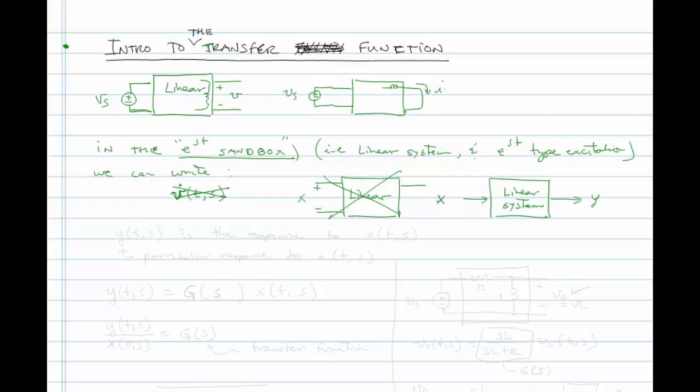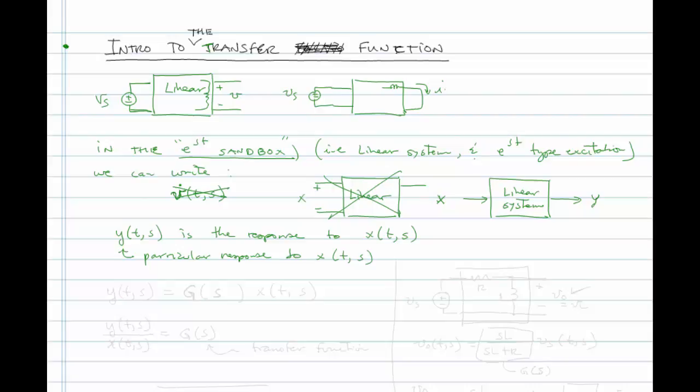And we could write in this case, so Y of t, comma s, because it's an e to the st form, is the response to x of t, s. In particular, this is the particular response to x of t, s. All right? If we're going to talk about a response to some excitation, then we have to be talking about the particular response. There still would be a complete response that would involve initial conditions in the system, but now from this view, we're speaking specifically of how the system responds to some forcing.